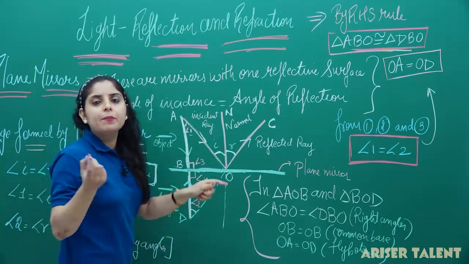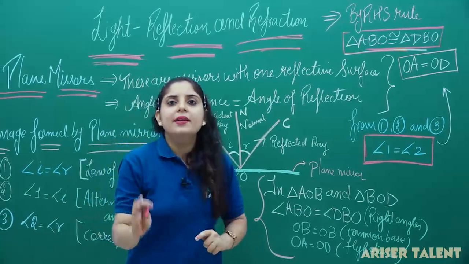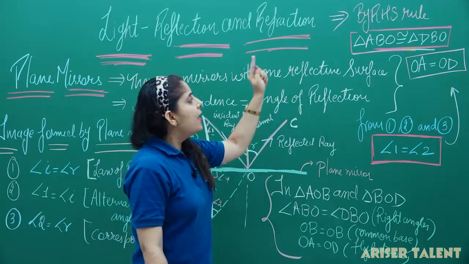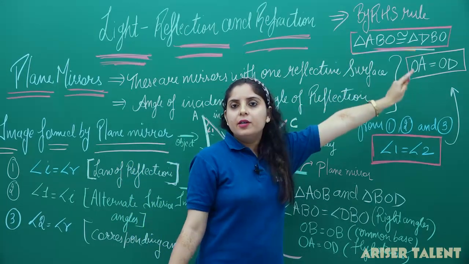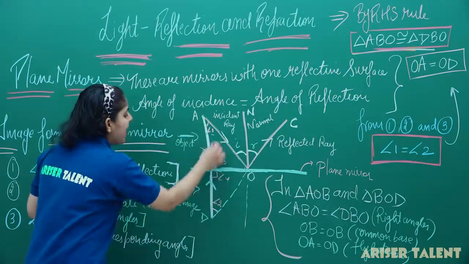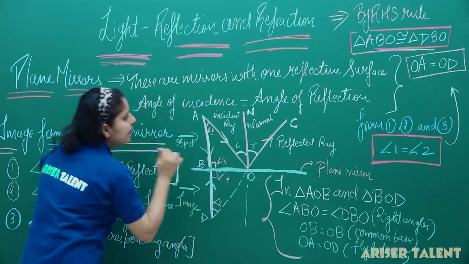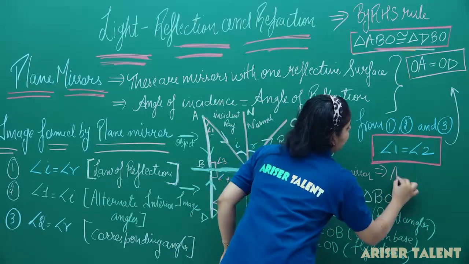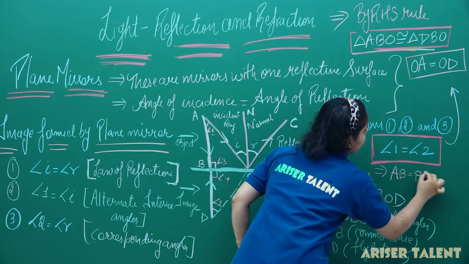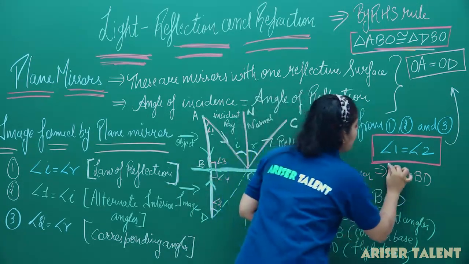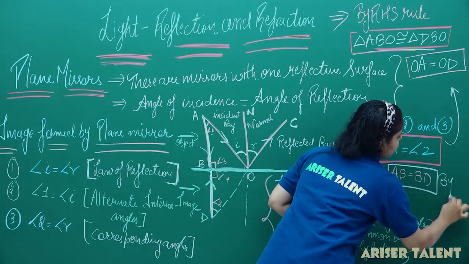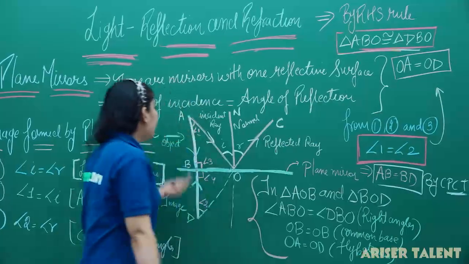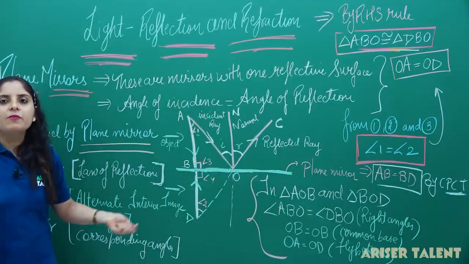What is CPCT? It means when the two triangles are congruent, then their corresponding parts will be equal to each other. So if triangle ABO is congruent to triangle DBO, I can say that AB will be equal to BD. So AB will be equal to BD, and this is in accordance with CPCT. This is CPCT. If AB and BD are equal, so what are we getting here?